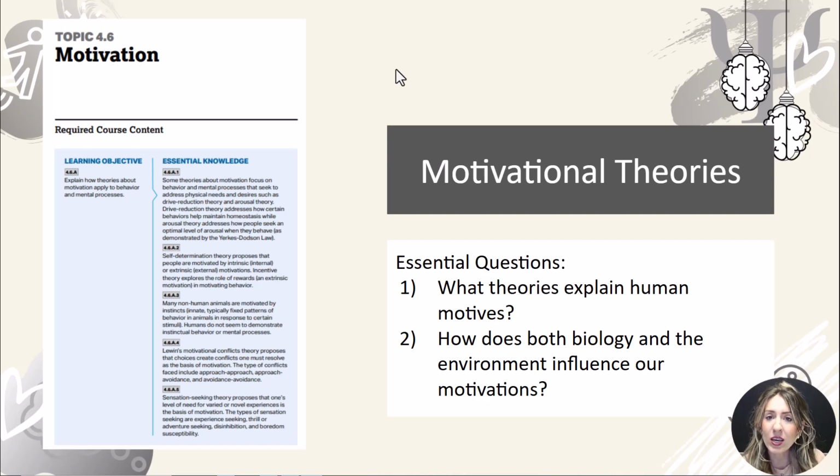Today we are moving into a new unit, so we're going to be talking about the ideas of motivation and emotion. And this aligns with College Board topic 4.6, which is explain how theories about motivation apply to behavior and human or mental processes. And today we're going to focus particularly on motivational theories, and we're going to look at two essential questions. So the first one is, what theories explain human motives? And then how does biology and environment influence our motivations?